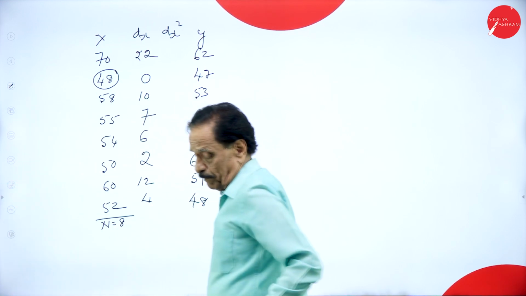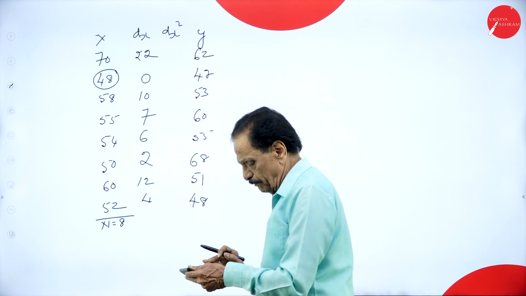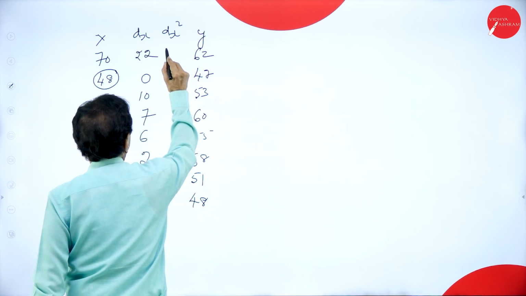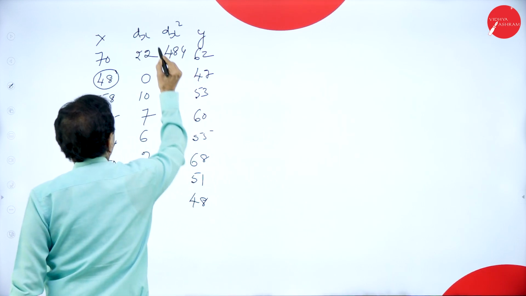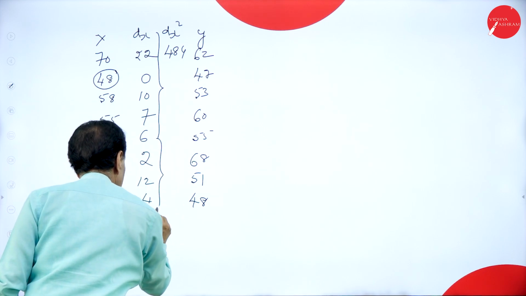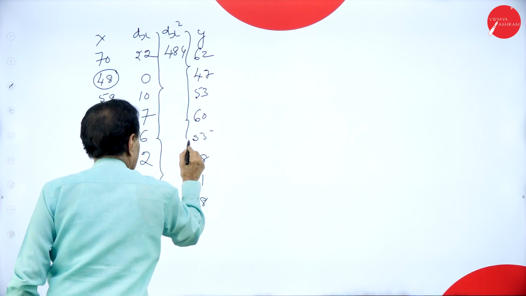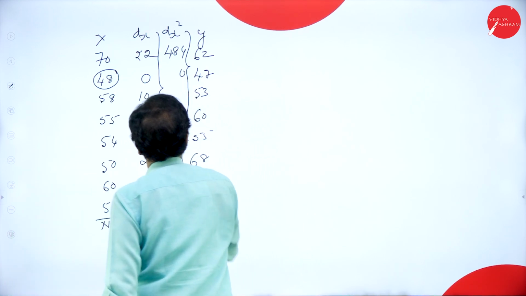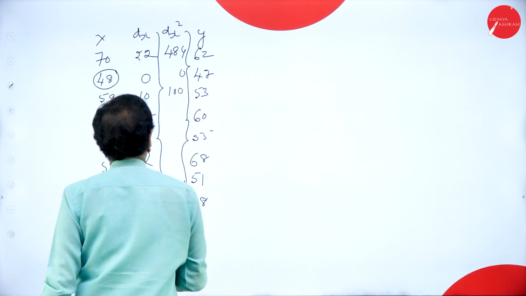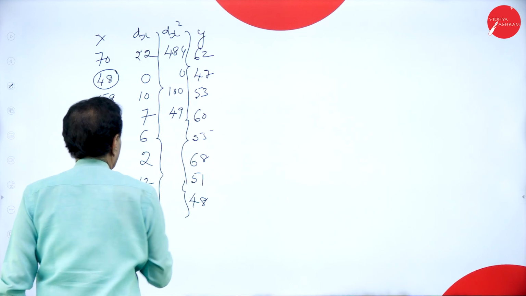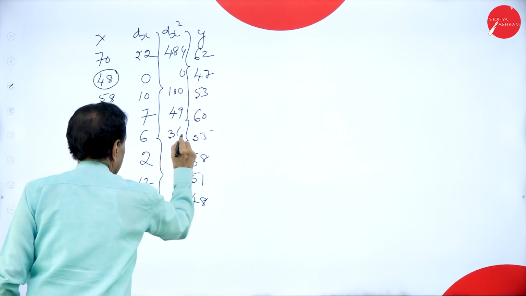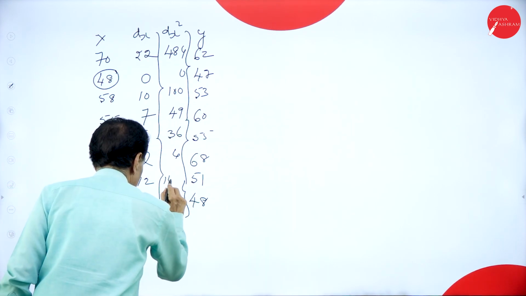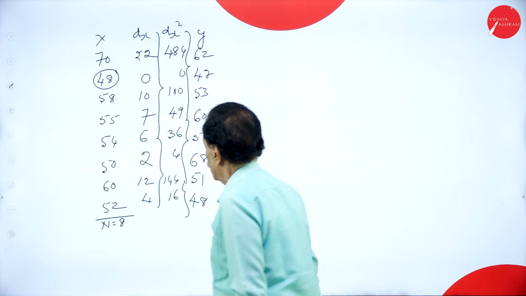Square up these numbers. 22 into 22 is 484. Coming back: 0, 10 into 10 is 100, 7 into 7 is 49, this is 36, this is 4, 12 into 12 is 144, this is 16.